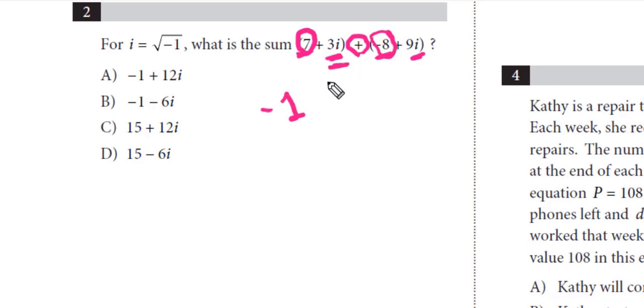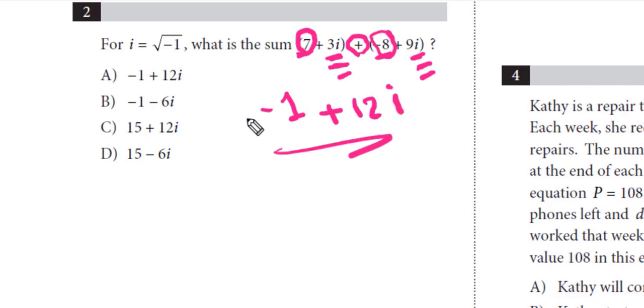And the imaginary part here, 3i plus 9i, will be 12i. Then what is the correct answer? It is negative 1 plus 12i, which is A.